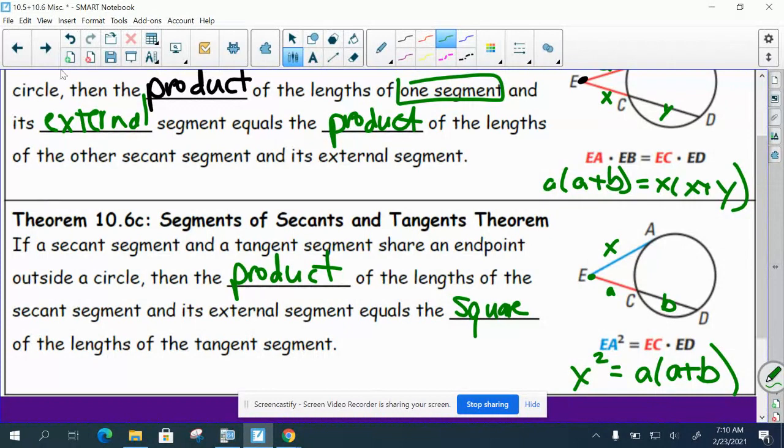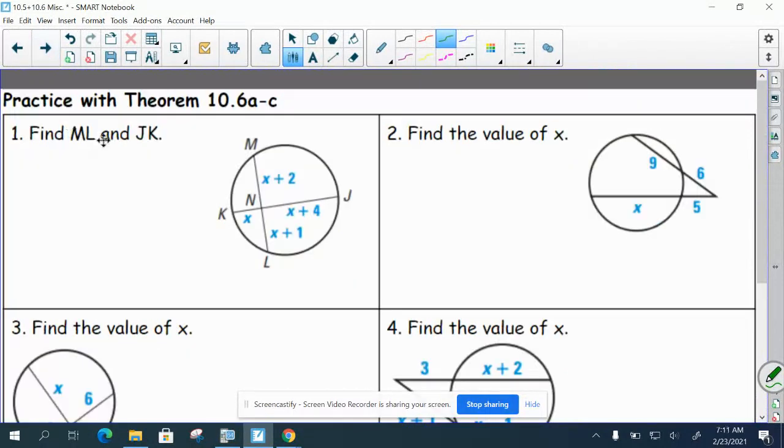All right, so those are our three theorems. Let's do some examples. So here find ML and JK.